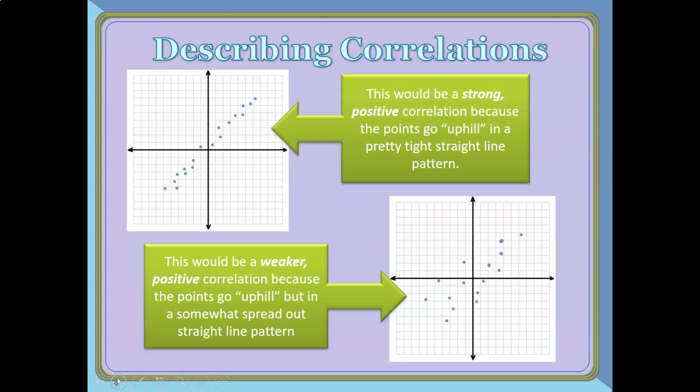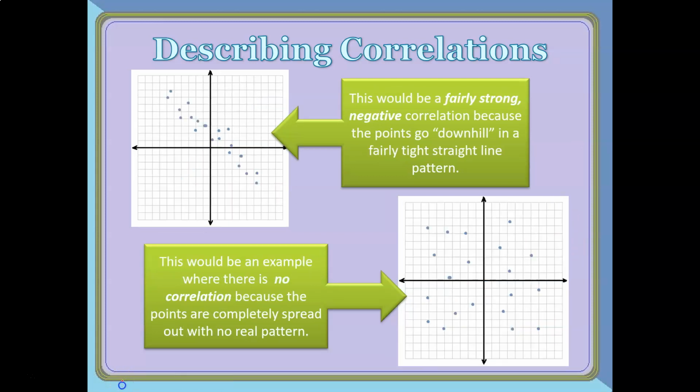So this one on the upper left here would be a strong positive correlation because the points go uphill and they're pretty tight to a straight line. This is weaker positive. They're still going uphill, but the points are more spread out. This one is weaker positive. This would be a fairly strong negative correlation up here. Points go downhill, they're fairly tight. This one on the bottom right here is no correlation. You can't see a trend either up or down.